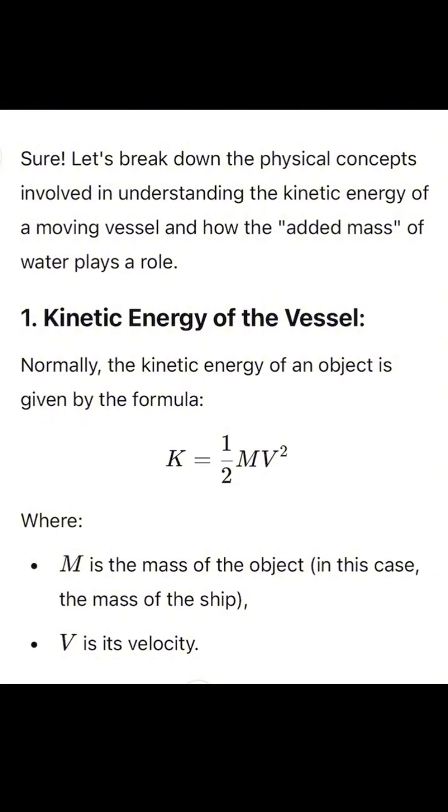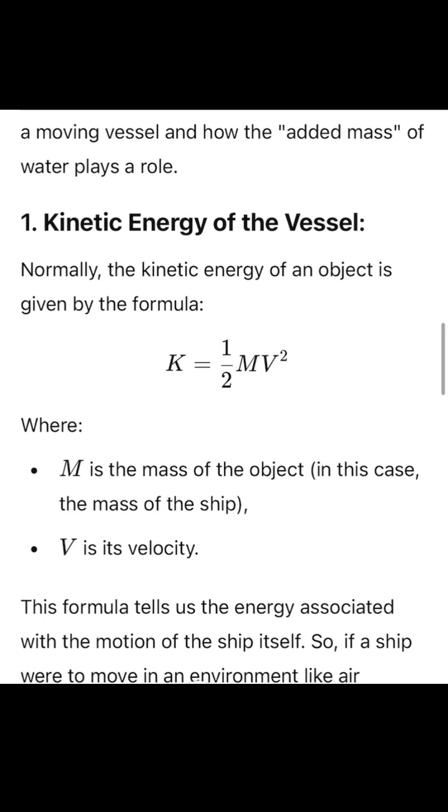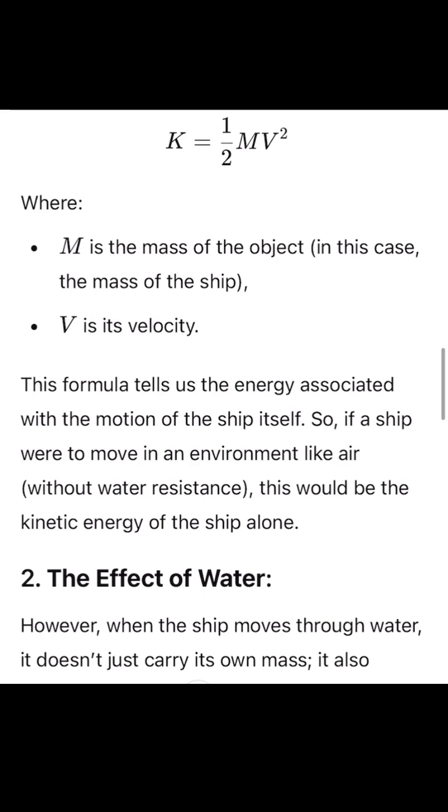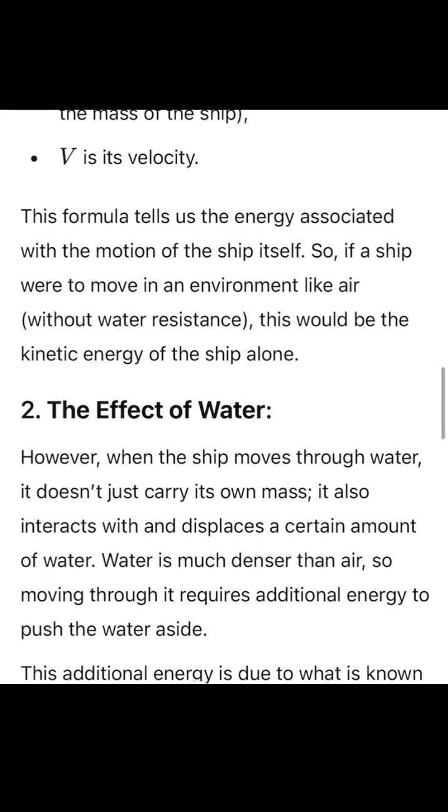Let's break down the physical concepts involved in understanding the kinetic energy of a moving vessel and how the added mass of water plays a role. So added mass of water plays a big role in calculating the kinetic energy of a moving vessel. The kinetic energy of any object is given by the formula K equal to half m v squared. M is the mass of the object, in this case the mass of the ship, and v is its velocity. The formula tells us the energy associated with the motion of the ship itself.